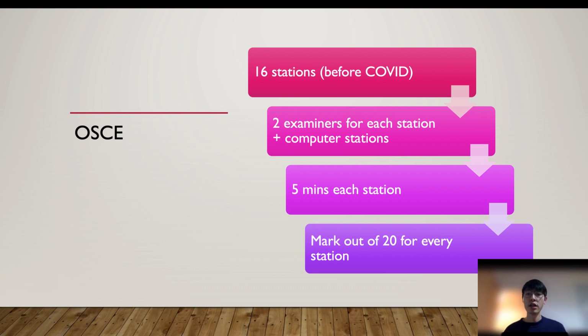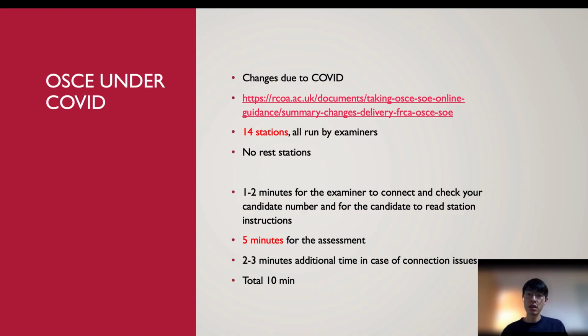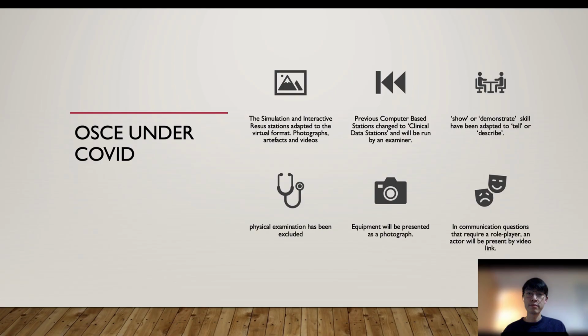Before COVID, you had 16 stations for the OSCE, including examiner stations and computer stations. But for the OSCE during COVID, there are now 14 stations, all run by examiners. The assessment remains 5 minutes each, but you have more time before and after as a buffer for technical issues.